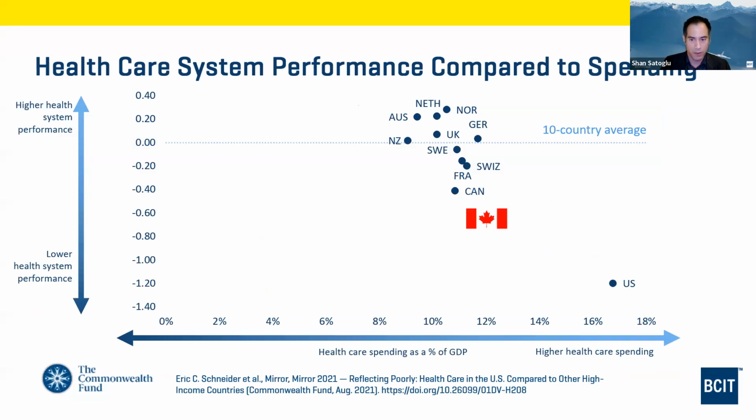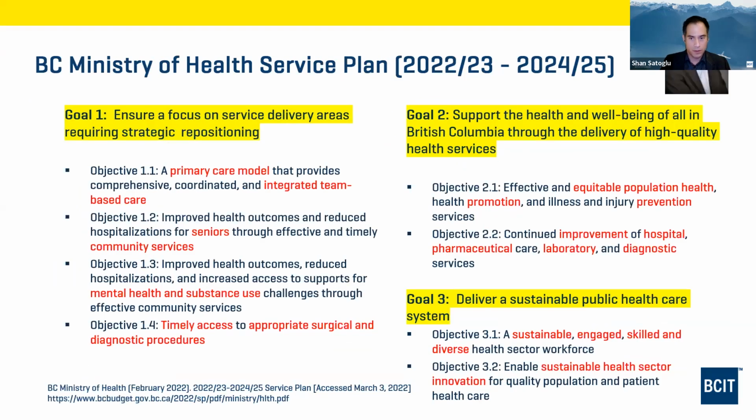Similarly, looking at performance of various health systems compared to spending of health systems, Canada certainly has room to improve. And if we drill down to the provincial level, and this is in British Columbia, many of these issues will have some commonalities to other provinces throughout Canada.